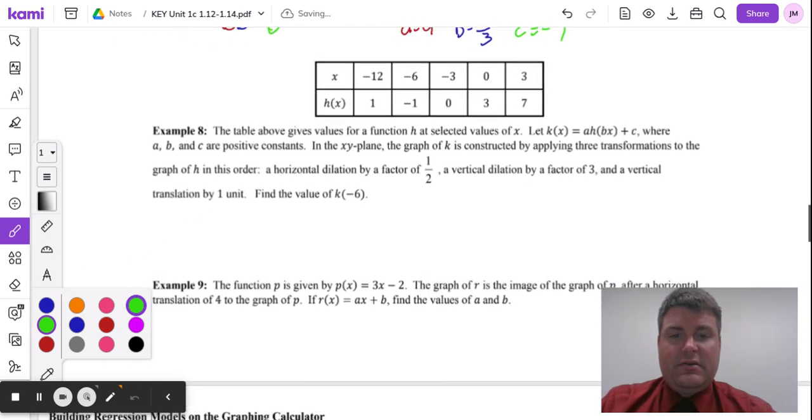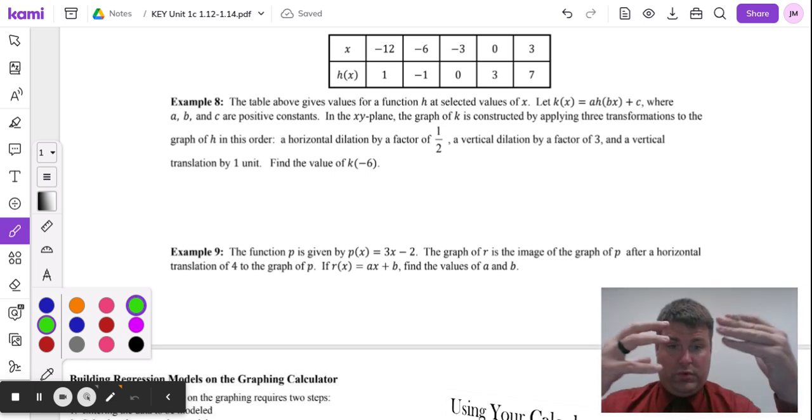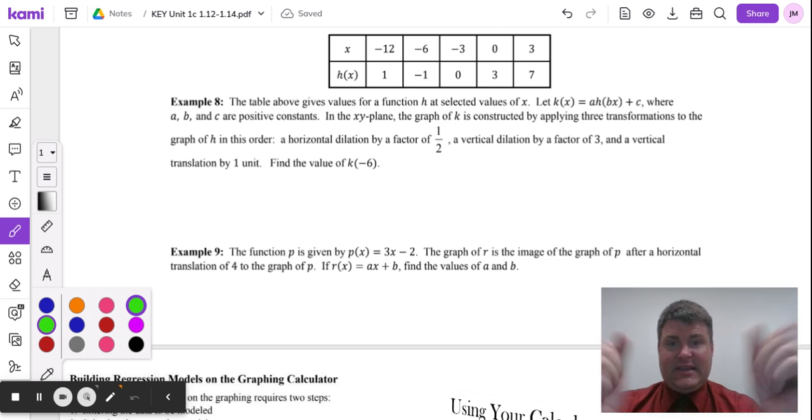Okay, moving on down. Example 8, another table here. AP loves them some tables. The table above gives values for h at selected values of x. Let k be a times h of b times x plus c, where a, b, c are positive constants, and where k is constructed by applying the three transformations in this order: horizontal dilation by a factor of 1/2, vertical dilation of 3, vertical translation by 1. And then we're going to find k of -6. So now we're going to put what we just did in the two previous problems together.